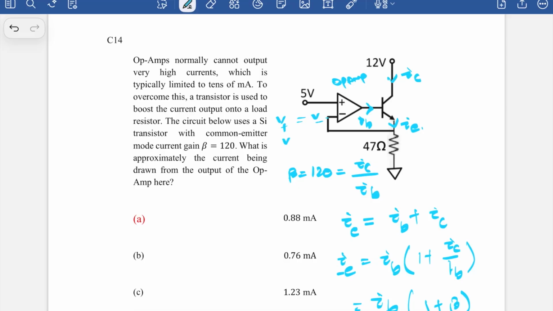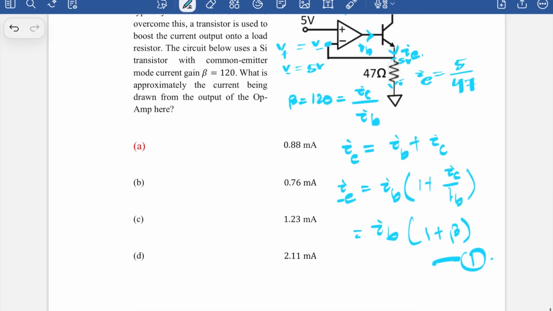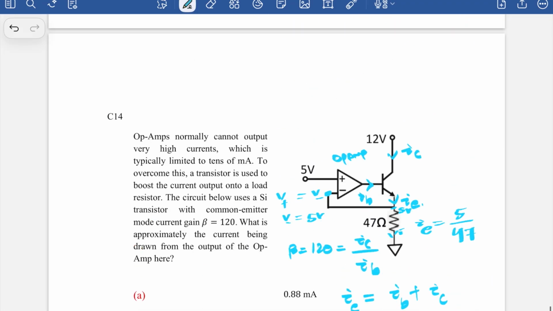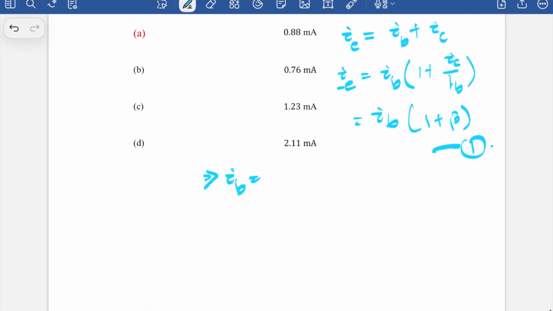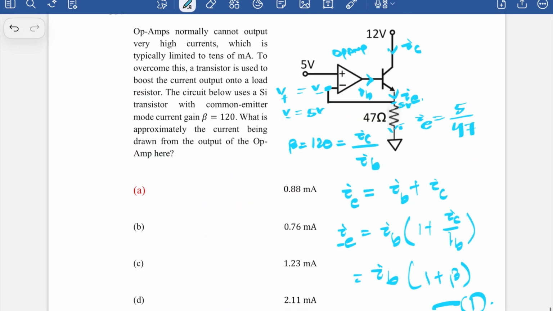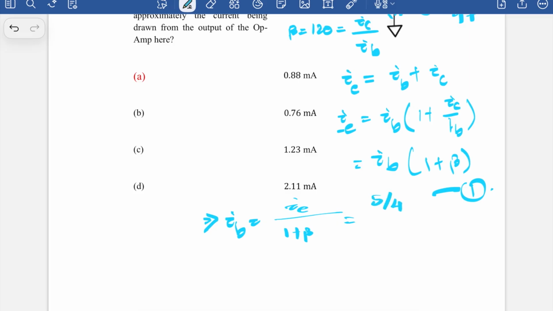So the voltage at this terminal, V minus, is equal to 5 volt. For this circuit, the voltage at this point is 5 volt. We can compute the IE here. IE is equal to 5 by 47. We got IE. Here we can obtain the IB, the base current which is asked to find, is equal to IE divided by 1 plus beta, which is equal to 5 over 47 divided by 121.